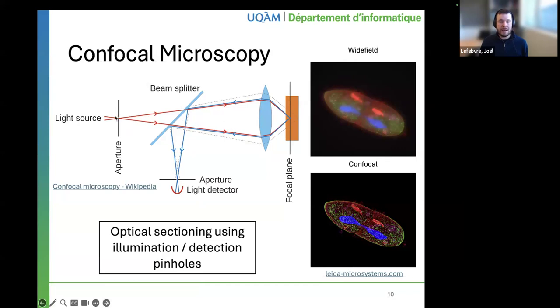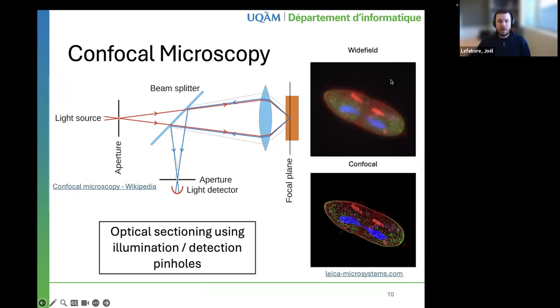So by adding this aperture, what this will do is limit where the fluorescence light will come from. So all the light can only come from the focal plane. All the other light that could emit fluorescence further away from the focal plane will be cut by the aperture. The advantage of this is it will remove all the light that causes blurry images.